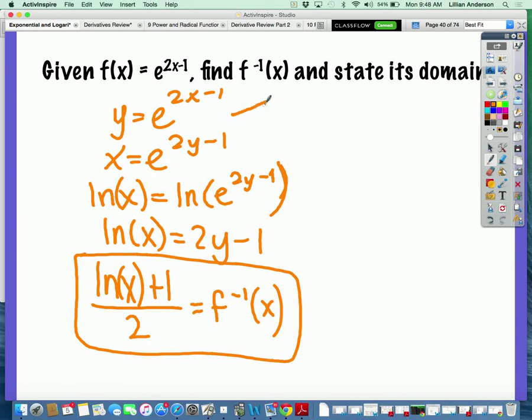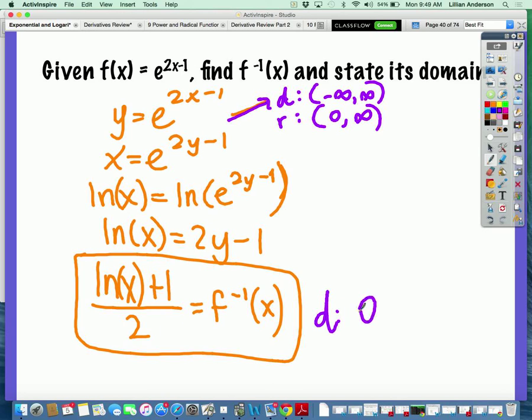So the domain of this is all real numbers, and the range is 0 to infinity, because all it did was move to the right and get stretched a little bit. But that wouldn't change anything. So then the domain of the inverse would be what? 0 to infinity.